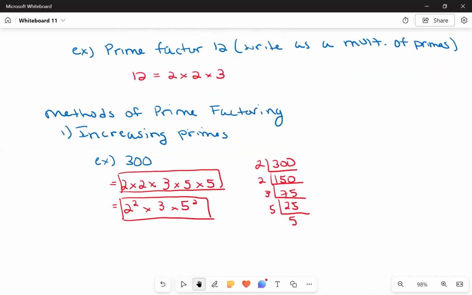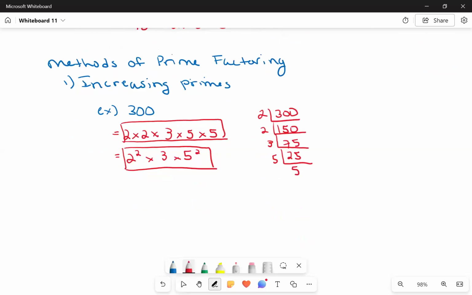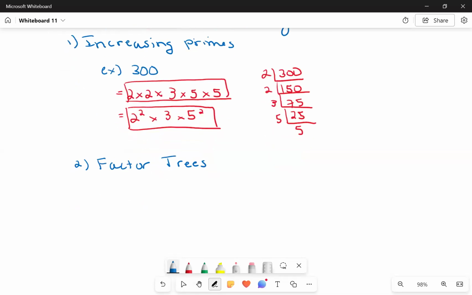The other really popular method, probably even more popular, is factor trees. So a factor tree has you start with the number. So we're going to do 300 again. And think of 2 numbers that multiply to be 300. You could do 30 and 10 or 3 and 100, something like that. I'll do 30 and 10.